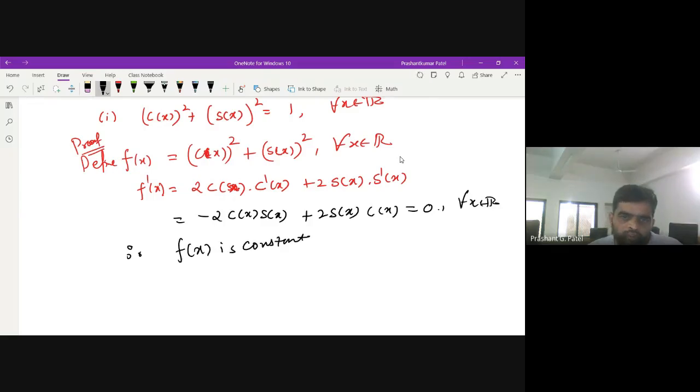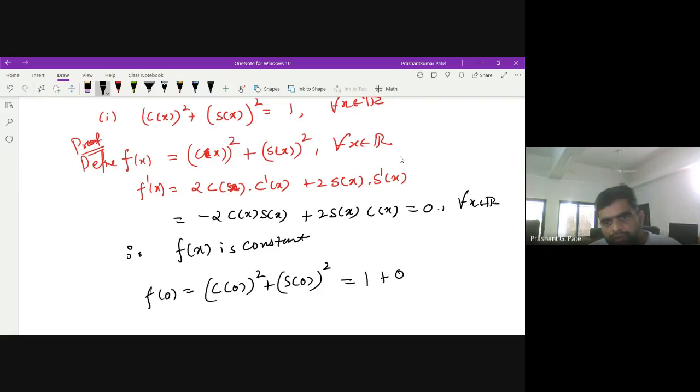But why is it 1? Because in particular, what is f of 0? We know it is c of 0 square plus s of 0 square. c of 0 square is 1 and s of 0 is 0, so that's why it is 1. And so your function f is 1 for all x belongs to R. And so this quantity is 1.